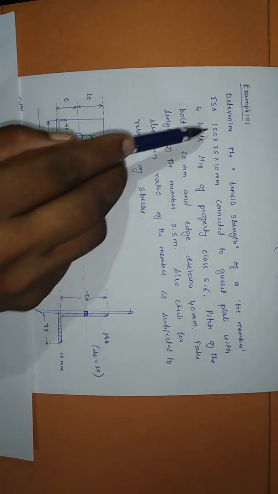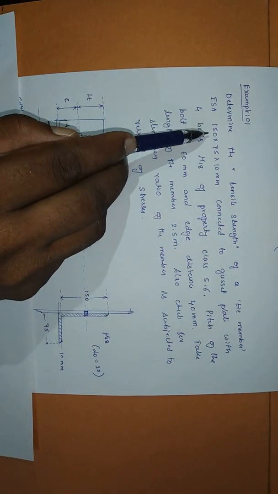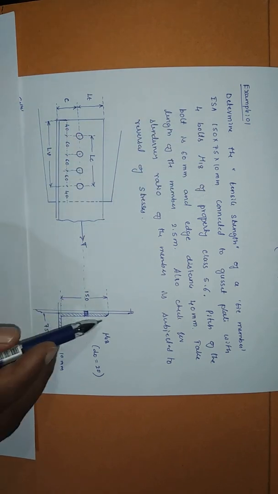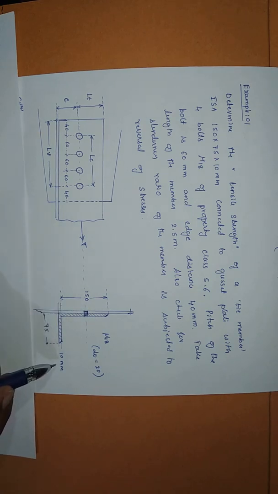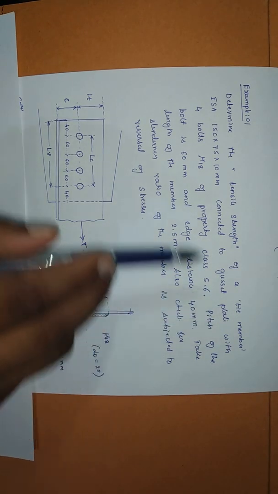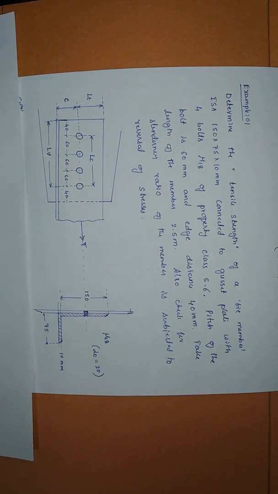In this example, we have to determine the tensile strength of a tie member ISA 150 x 75 x 10 mm thickness. This is the ISA angle. This is 150 mm in length, 75 mm in width and 10 mm in thickness. And it is connected to a gusset plate with 4 bolts. These are the 4 bolts, 1, 2, 3, 4.